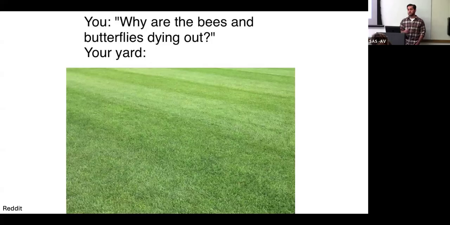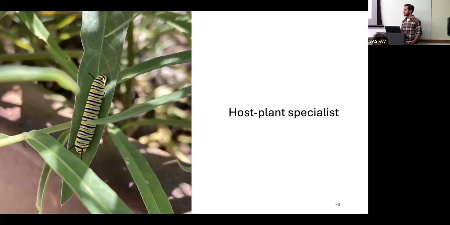So one of the main reasons that insects are declining right now is because they're losing the resources that they need to thrive. And one of the reasons behind that is that a lot of our urban and suburban landscapes look something like this. And the reason that lawns are so bad for insects and other biodiversity is because a lot of insects are what we call host plant specialists. And this means that they can often rely on just one or a few native plant species. And the most famous example of this is the monarch butterfly pictured here. Famously a host plant specialist where its caterpillars can only develop on milkweed species.